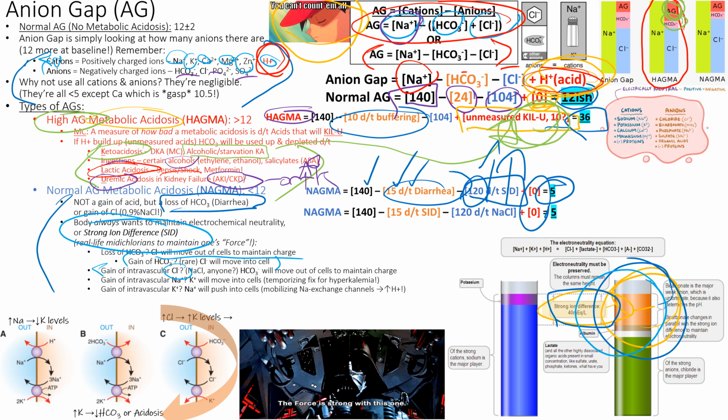So sodium chloride administration is a key reason to cause a hyperchloremic metabolic acidosis, right? What if you gain sodium? If you gain a whole bunch of sodium, what's going to happen? Well, you have to maintain electrochemical neutrality. You just gained a whole bunch of positive ions. What's going to happen? The potassium will move into the cells.